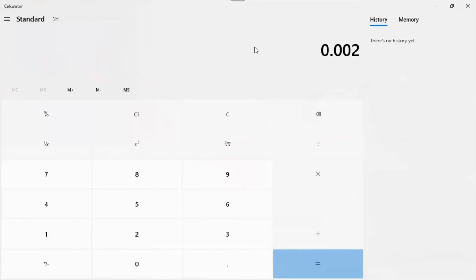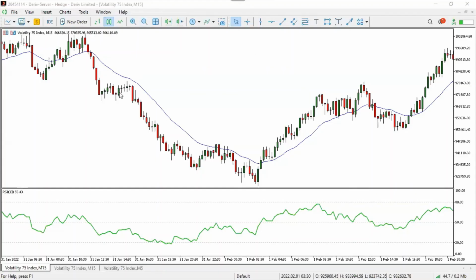So let me share another screen, let's quickly go to our chart again. Can you see my chart now? Just quickly.